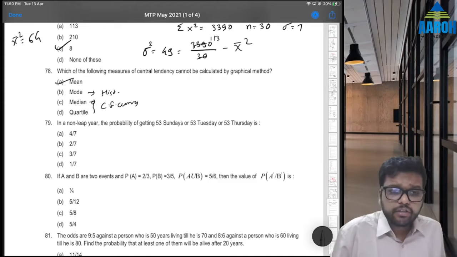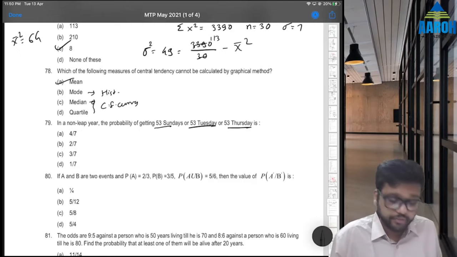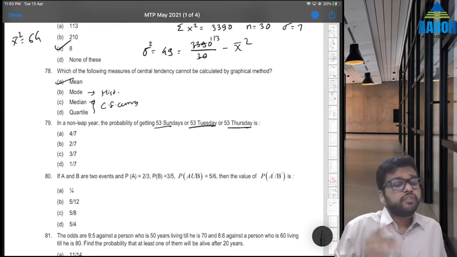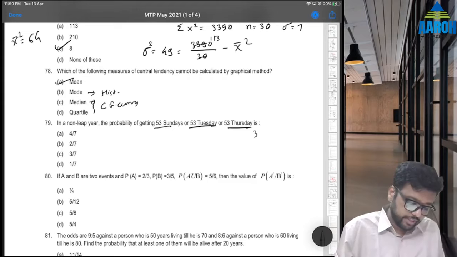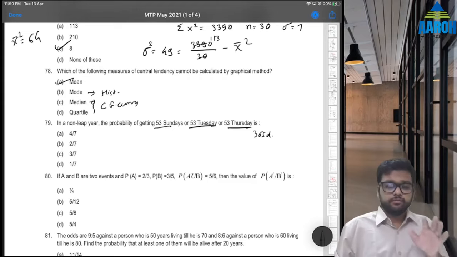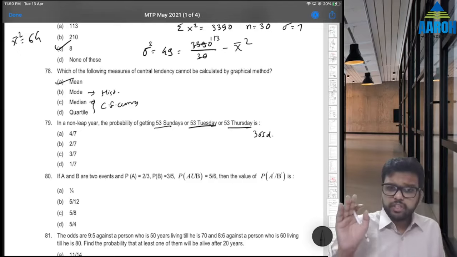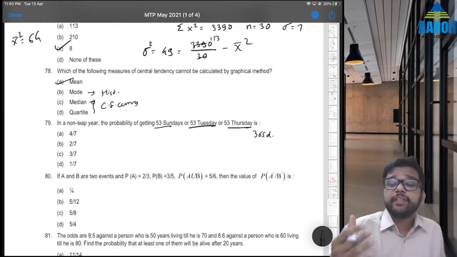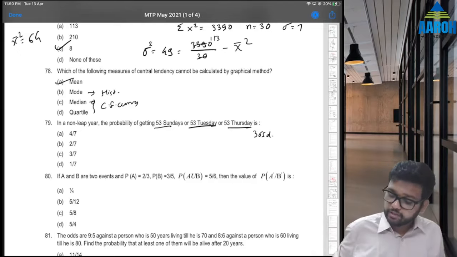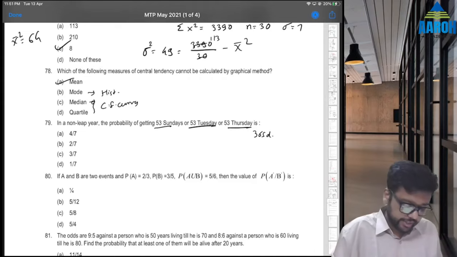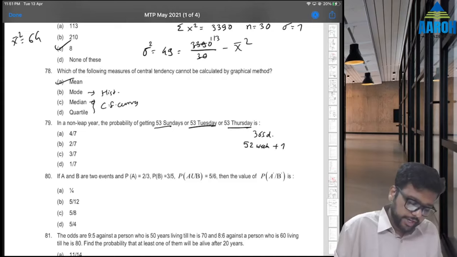In a non-leap year, the probability of getting 53 Sundays or 53 Tuesdays or 53 Thursdays is. First of all, non-leap year means 365 days. Understand, how many days are 52 weeks? Check: 52 into 7 is 364 days. That means it is 52 weeks plus 1 day.